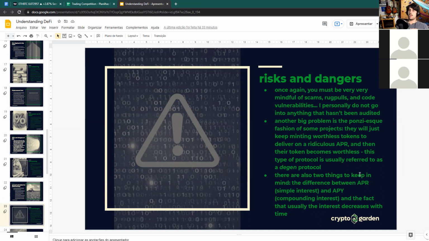And also, usually the interest they pay you decreases with time, especially if it is at the very beginning and the interest is very high. So you shouldn't keep the expectation that the interest in a DeFi application will stay the same, or maybe even half. Not even half. Most of the time it's like 1/10 or lower than it was at the beginning.